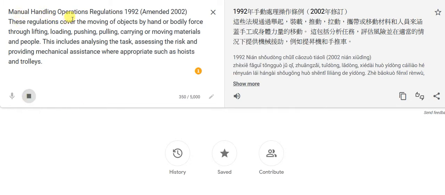Manual Handling Operations Regulations 1992, amended 2002. These regulations cover the moving of objects by hand or bodily force through lifting, loading, pushing, pulling, carrying or moving materials and people. This includes analyzing the task, assessing the risk and providing mechanical assistance where appropriate, such as hoists and trolleys.